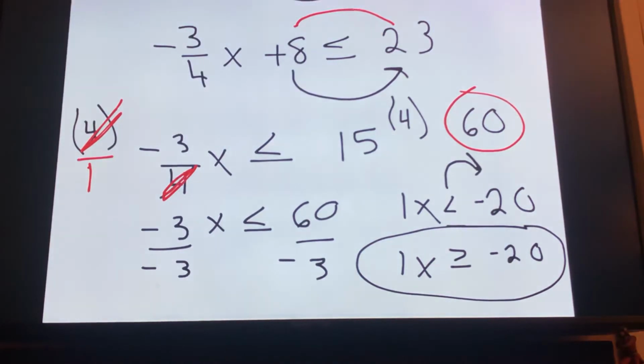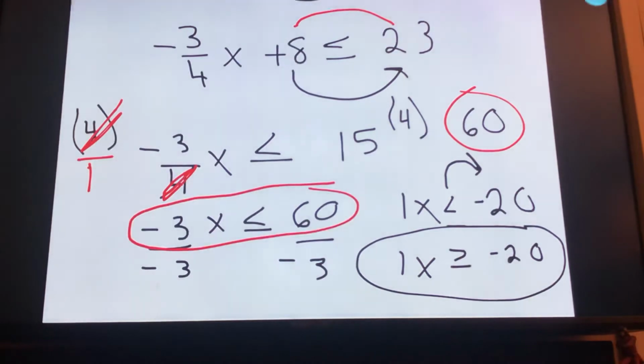We divided by negative 3, okay? As you can see, divided by negative 3. That gave us 1x is less than or equal to negative 20. We did the reverse because the sign changed. Okay, so now it's 1x is greater than or equal to negative 20.